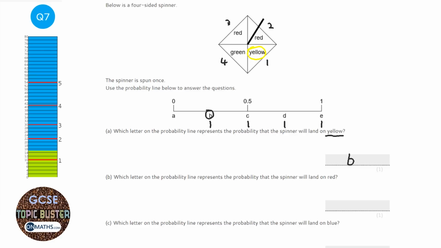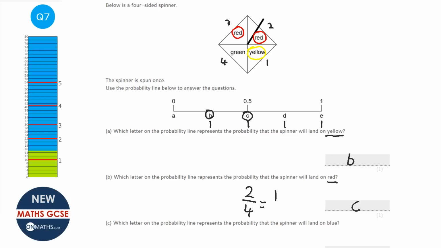Which letter represents probability of landing on a red? So we have 2 reds there. So that's going to be 2 quarters. So we've got 1 quarter and 2 quarters would be at C. Now 2 quarters is the same as a half, which is what the 0.5 there is. It's just a half.